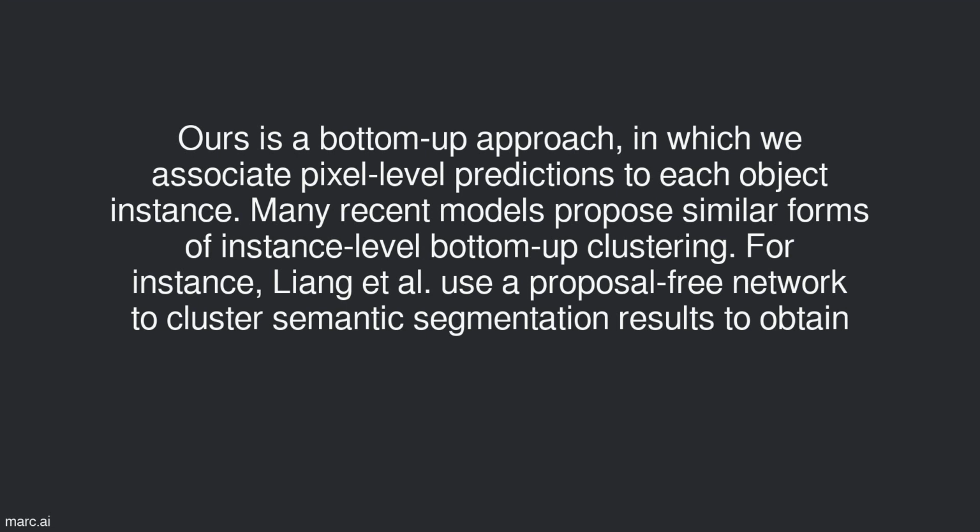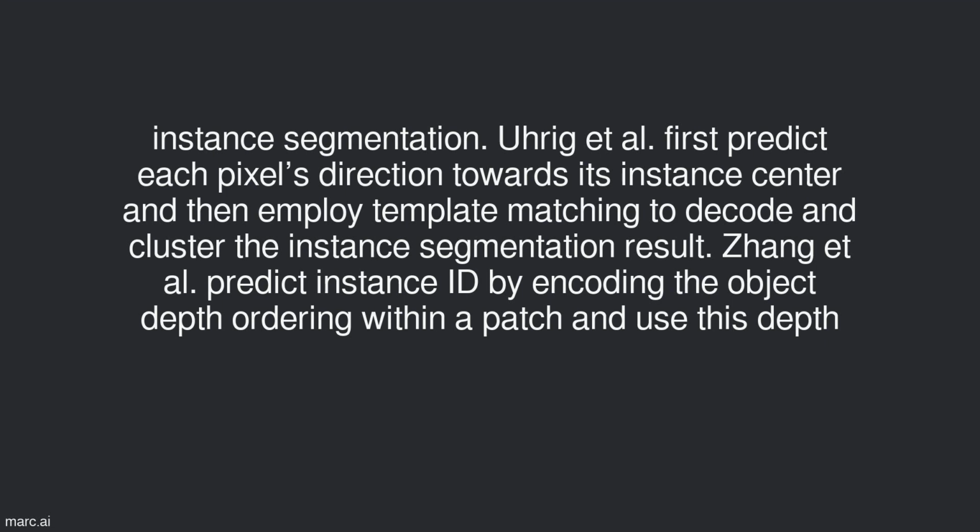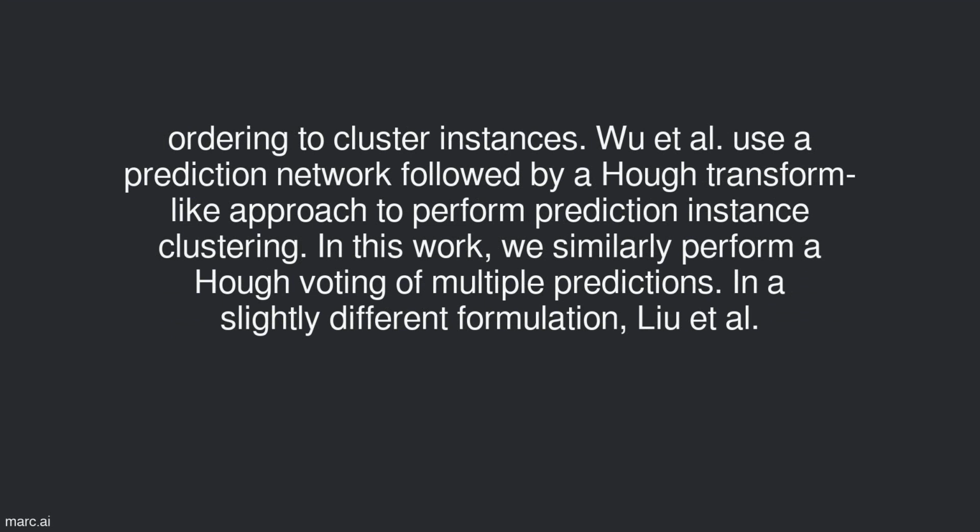Many recent models propose similar forms of instance-level bottom-up clustering. For instance, Liang et al. use a proposal-free network to cluster semantic segmentation results to obtain instance segmentation. Uhrig et al. first predict each pixel's direction towards its instance center and then employ template matching to decode and cluster the instance segmentation result. Zhang et al. predict instance ID by encoding the object depth ordering within a patch and use this depth ordering to cluster instances.